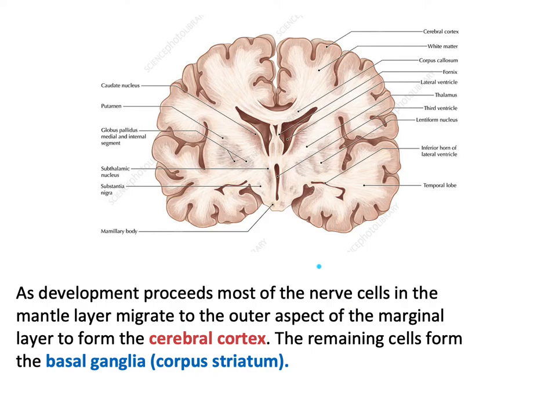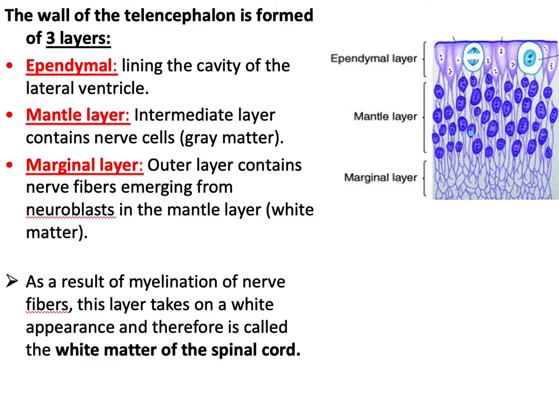You remember the cerebral cortex that is full of cell bodies of neurons. I would like to say that in development, most nerve cells proceed in the mantle. There is a mantle layer when you take a cross section from the tube. Here is the inner layer, and this is the middle one, the mantle layer, and the marginal layer outside. So cells from the mantle layer will migrate to the outside to create the cerebral cortex, right?